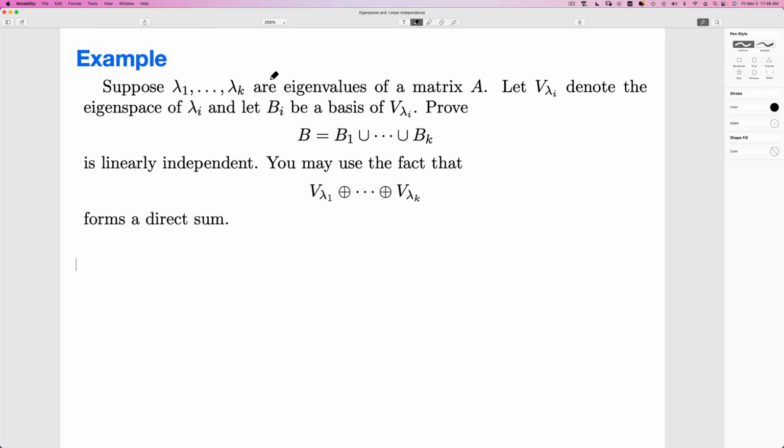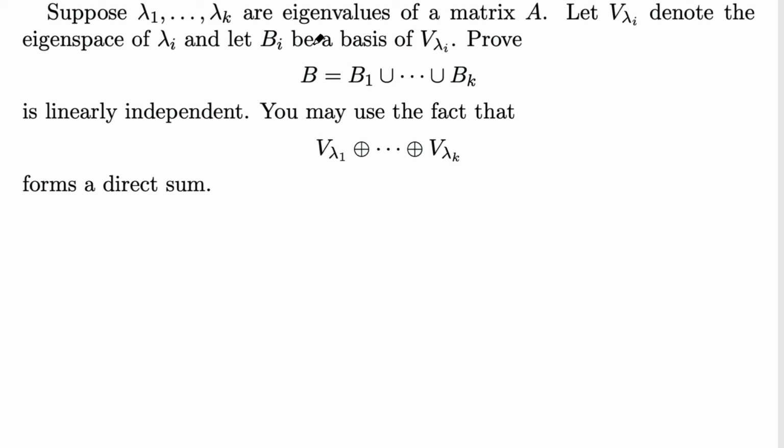So let's consider the following example. Suppose we have eigenvalues lambda 1 to lambda k, different eigenvalues of a matrix A. And let V lambda i, where i runs from 1 to k, denote the eigenspace of lambda i, and let Bi be a basis of the eigenspace. So Bi essentially is comprised of eigenvectors of lambda i. Now Bi might have many vectors in it.